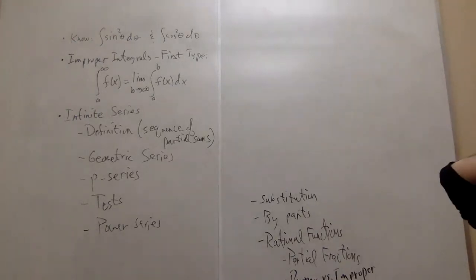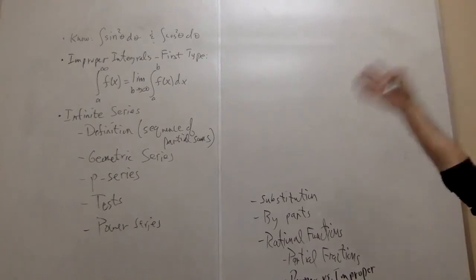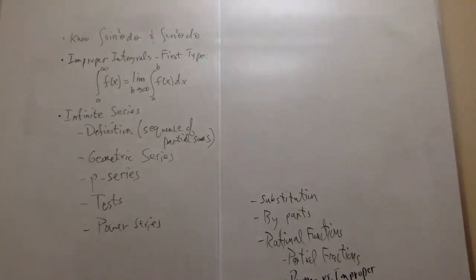All right, and then we had a section on improper integrals. Remember, there were 2 types. The second type, unbounded integrand, is not going to be on the exam, but the first one may be, and that is an unbounded interval. And you can see I wrote the formula there for how we deal with it.